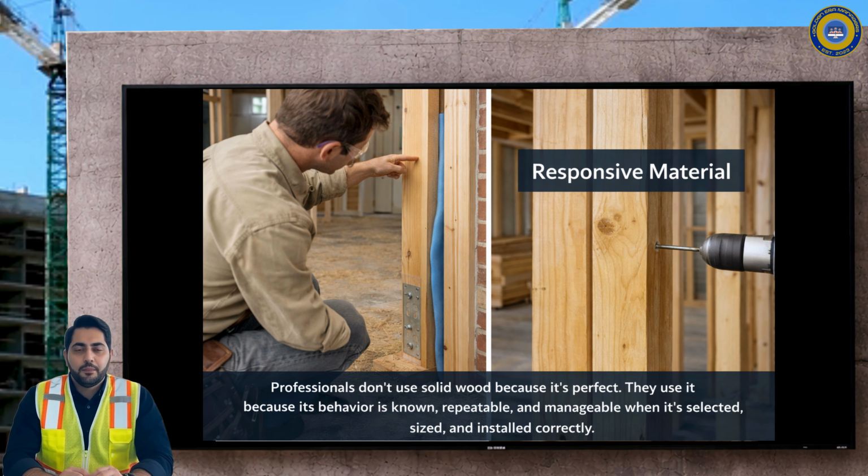It makes it honest. Professionals don't use solid wood because it's perfect. They use it because its behavior is known, repeatable, and manageable when it's selected, sized, and installed correctly. The problems begin when people treat solid wood like a static material, expecting it to behave like steel or concrete when it simply doesn't. Understanding that solid wood is a living, responsive material is not a poetic idea. It's a practical one. Once you accept that movement is inevitable, solid wood stops being unpredictable and starts behaving exactly the way professionals expect it to.